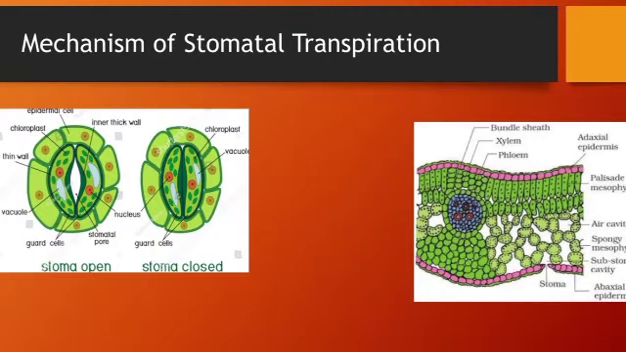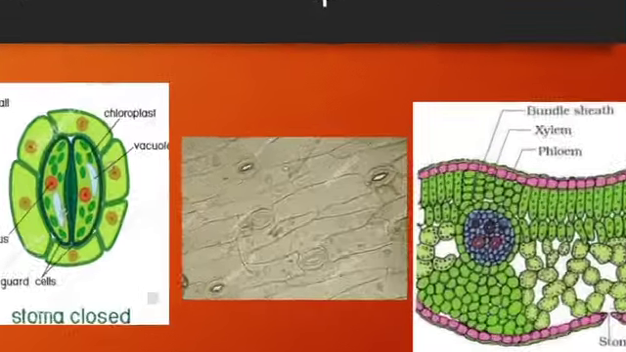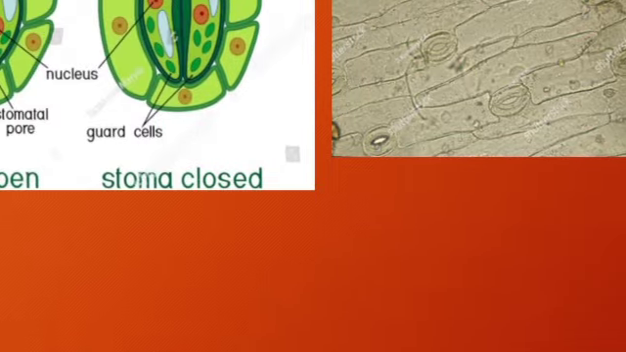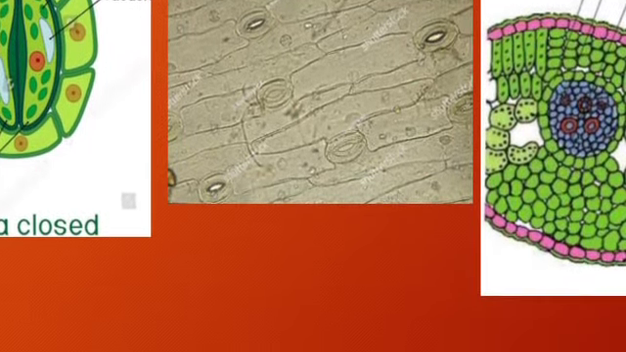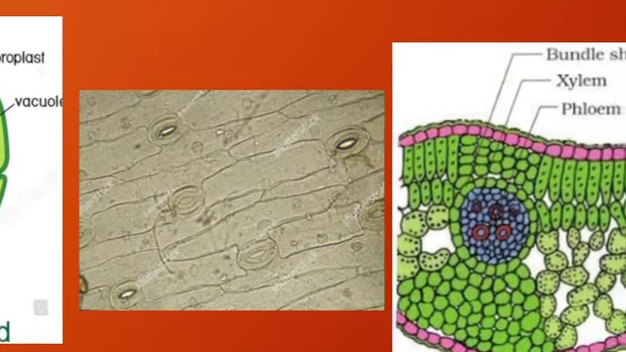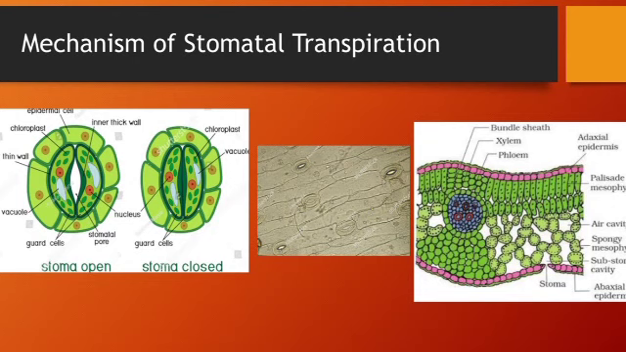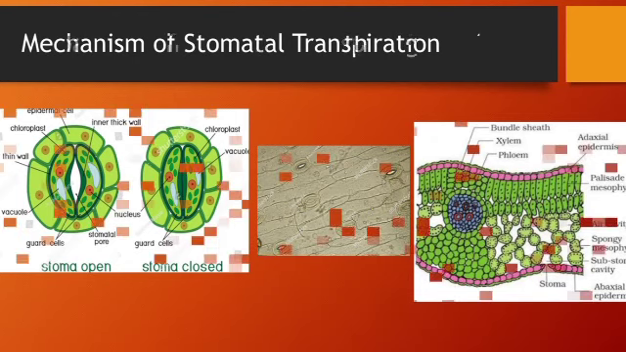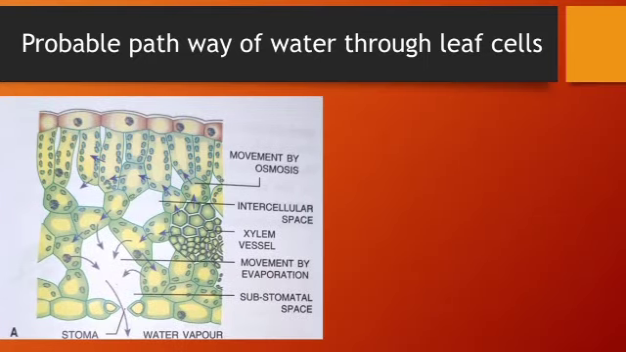So here we studied the structure of stomata, the structure of the leaf, and this is the structure of real stomata, which we can find on the lower surface of the leaf. Then next comes the probable pathway of water through leaf cells.